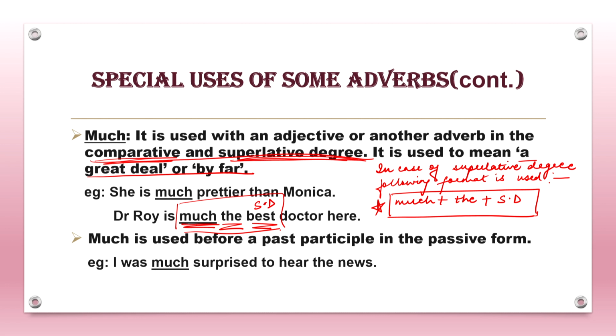Now, next, much is used before a past participle in the passive form. So, as you can see the difference, very is used with your present participle, whereas much is used with your past participle. Now, for example, I was much surprised to hear the news.